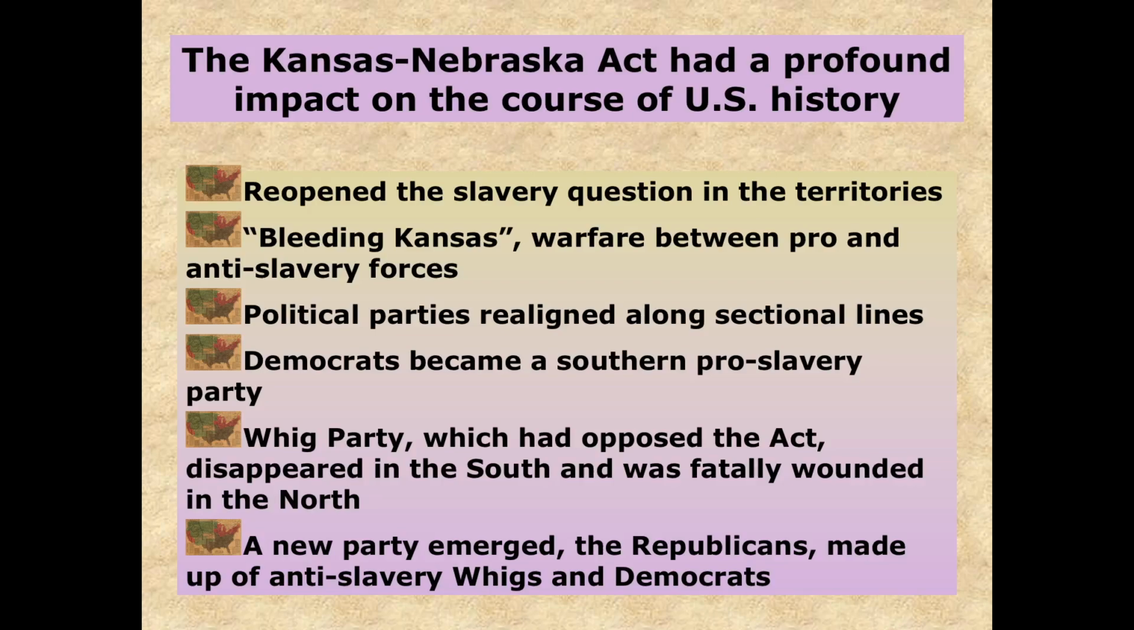The Whig Party is going to start disappearing in the South. In the North, they take a fatal blow because they had opposed the Kansas-Nebraska Act. So, like we said, the Whig Party is going to go away. The Republicans are going to emerge as the new party.